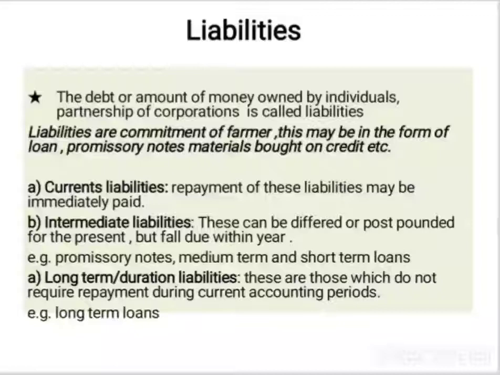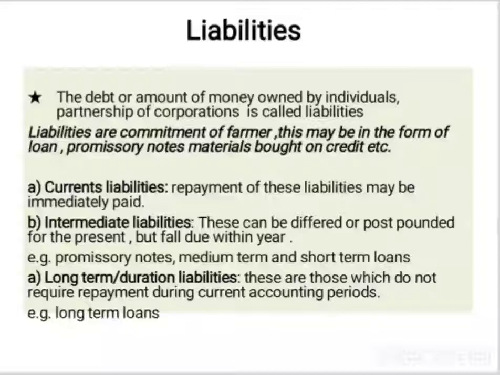The farmer has to pay this off, that is his liability. Asset means his ownership, and liability means his commitment, and this may be in the form of a loan, promissory notes, or anything. There may be loans for the farmer, so if the farmer has a bank loan, that is again considered a liability.